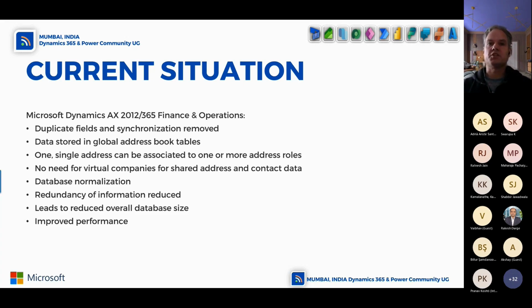In the past, there was also a virtual company concept where you could set up some sharing of data for addresses and contacts. That is not available or required anymore for the addresses, because it's all stored and it's just a reference to an address which is in a global table. So Microsoft worked on a kind of database normalization to also reduce the size and improve the performance of the application when working with parties, addresses, and contact details.